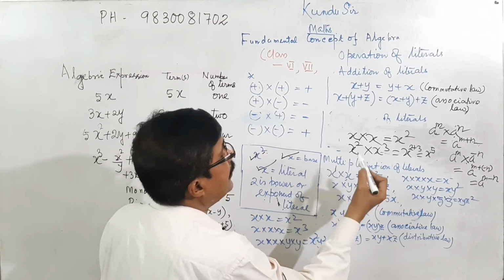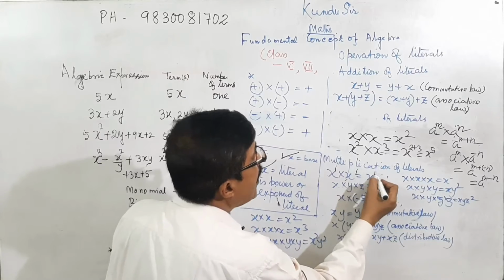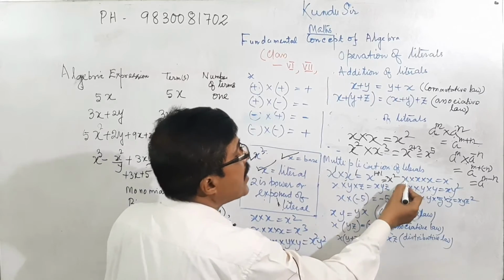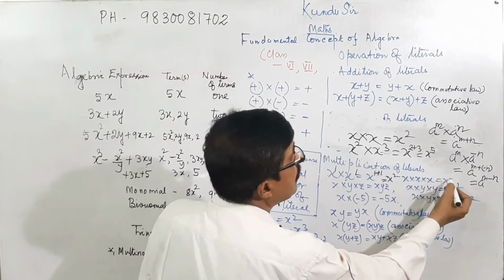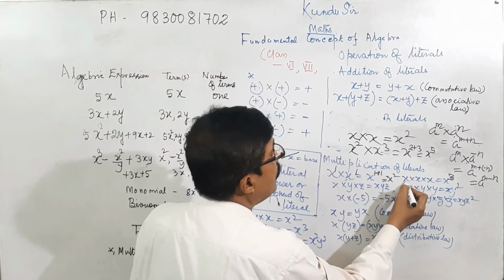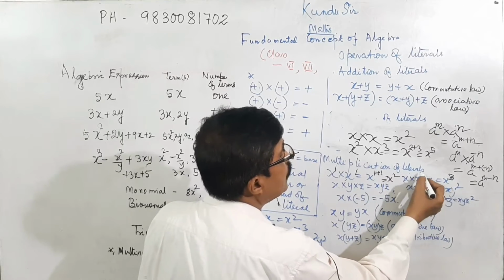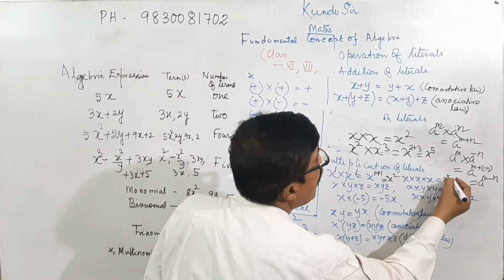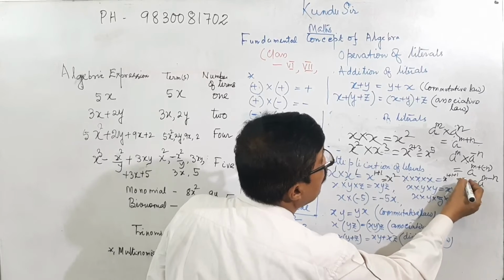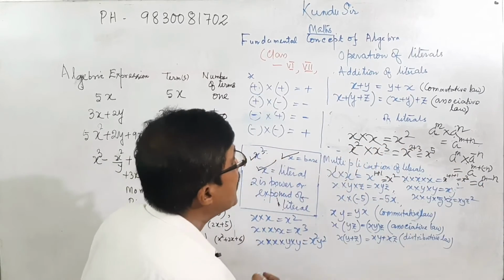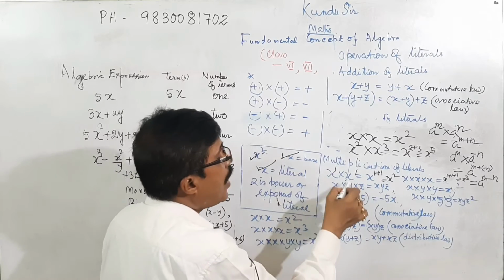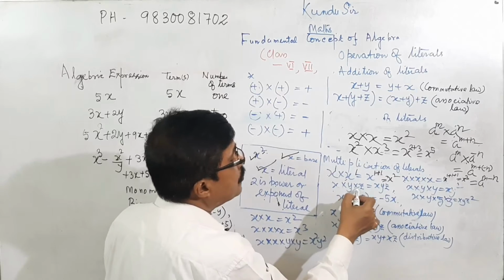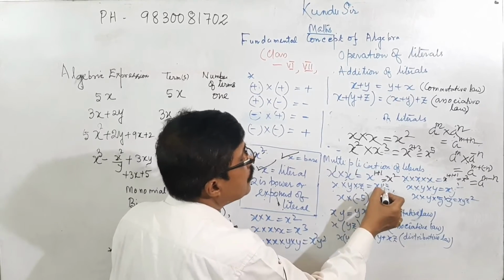Then x into x, how? It is power 1, it is power 1, you can write 1 plus 1 equal to x square. So here x into x into x equal to x cubed. How? This is equal to x to the power 1 into x to the power 1 into x to the power 1. So it will be x to the power 1 plus 1 plus 1 equal to x to the power 3. Now x is a literal term, y is a literal term, z is a literal term. So x into y into z is x, y, z.